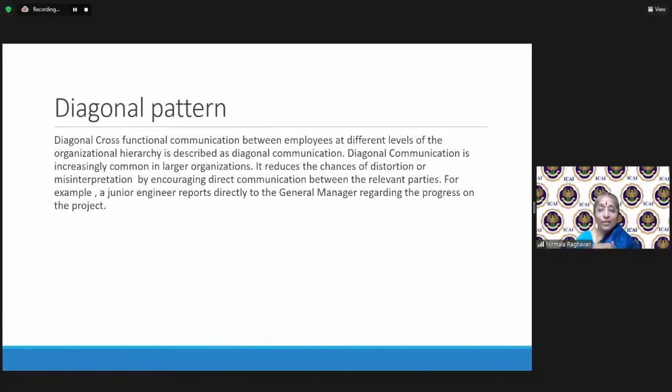Diagonal is cross-functional. I said vertical is between two people from the boss to the employee. Horizontal is between two employees of the same level, two managers, two employees, two officers, two CEOs of the same organization discussing. That is horizontal. Diagonal is irrespective of whether they are an employee or a boss, they sit together and discuss about the progress of the project. That's for Badal. I hope you understood.